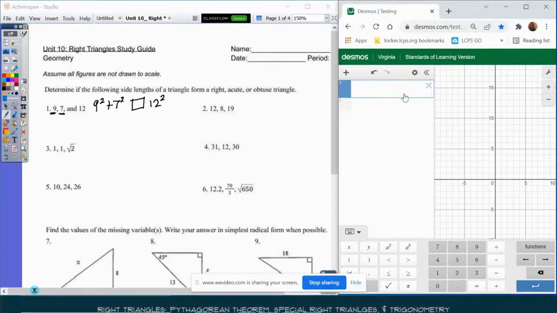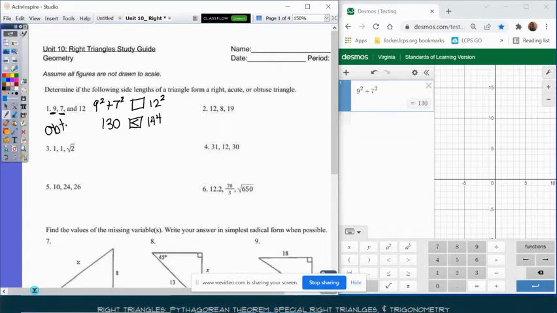And so checking out that arithmetic, 9 squared plus 7 squared then gives us 130 in comparison to 12 squared, that is 144. 130 is less than 144, so that makes this an obtuse triangle.